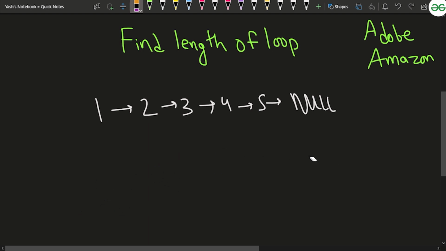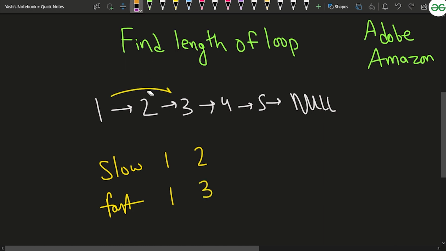First of all, let's check when they will not meet. Suppose this is the case, and I have the slow pointer and the fast pointer. Initially slow will be at 1, fast will be at 1. Slow travels by 1, so slow will move to 2. Fast moves from 1 to 3, it takes a jump of 2. After this, slow moves to 3 and fast moves to 5.